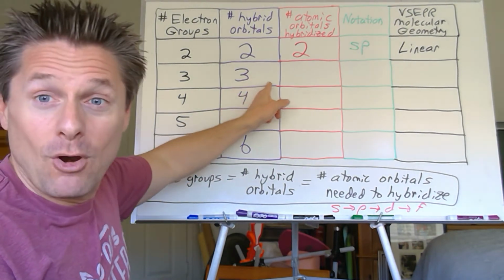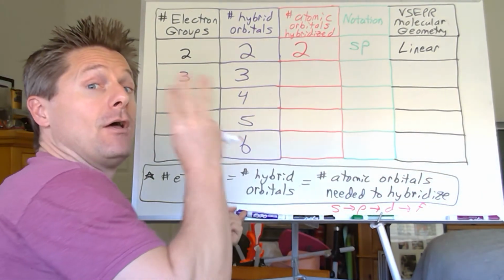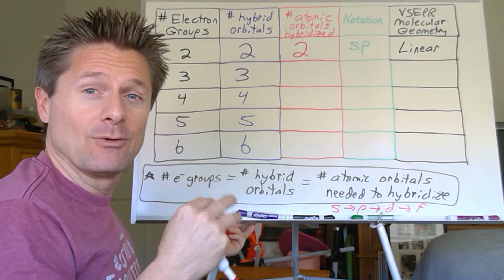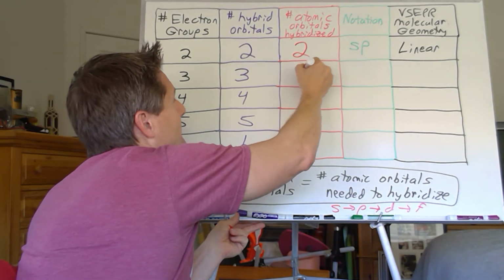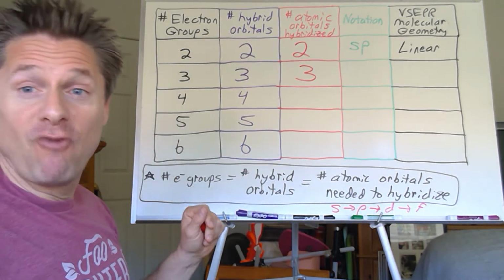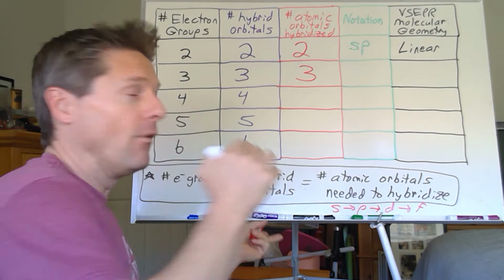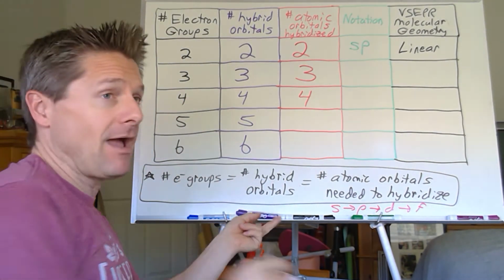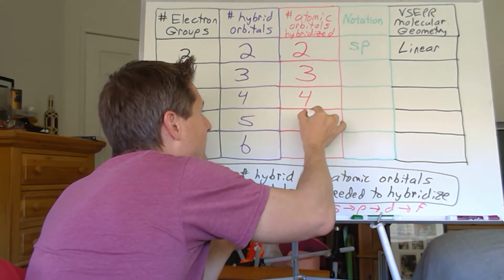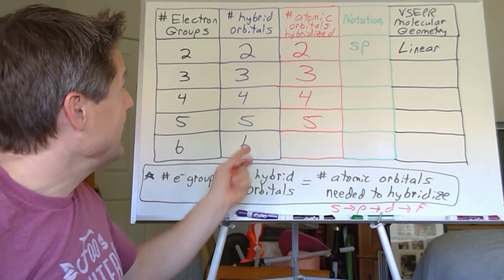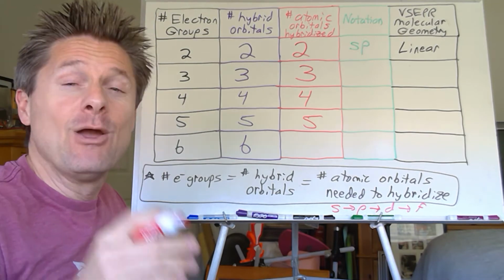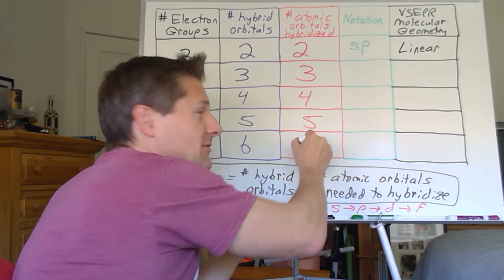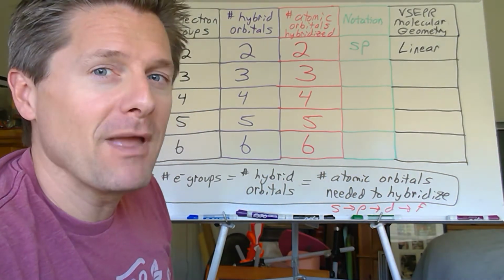If we need 3 hybrid orbitals, how many atomic orbitals would we need to hybridize? 3, not 9. 3. What's the square root of 9? If we need 4 hybrid orbitals, we'd need 4 atomic orbitals to hybridize. If we need 5 hybrid orbitals, we'd need to hybridize 5 atomic orbitals. And if we need 6 hybrid orbitals, yes, we would need 3 factorial atomic orbitals to do it. That was for you math people.